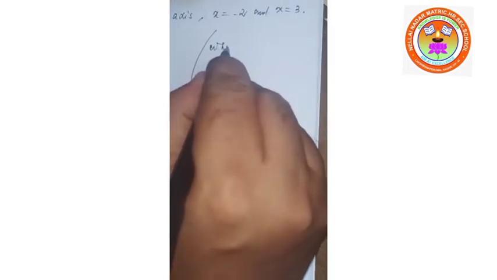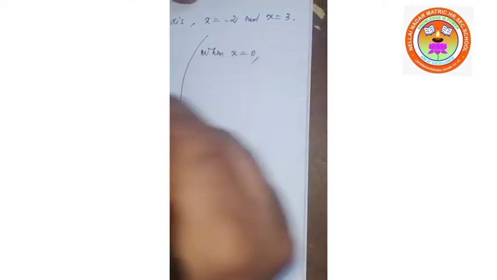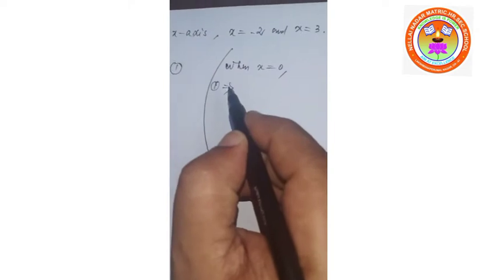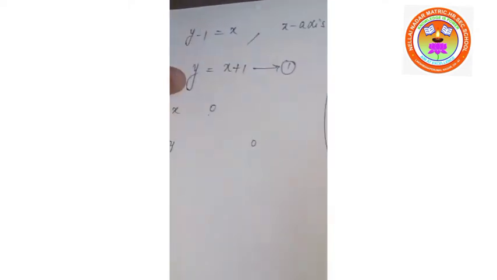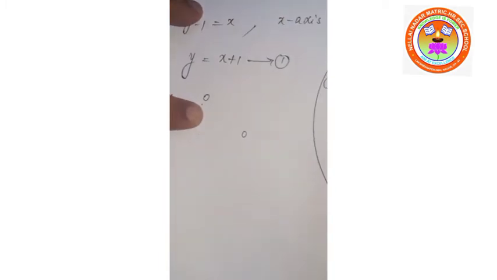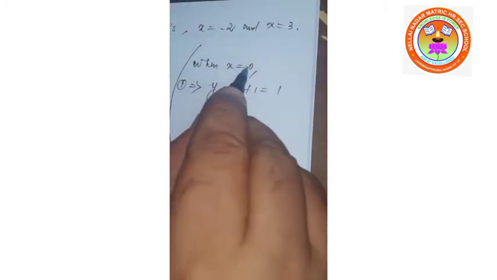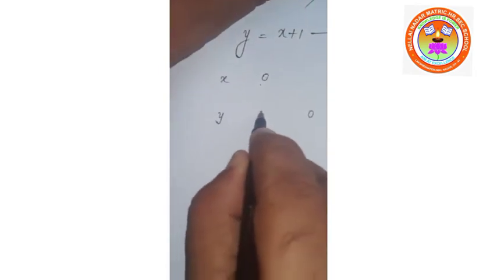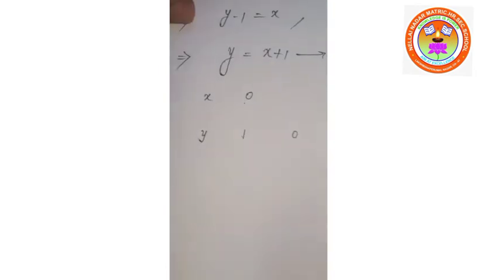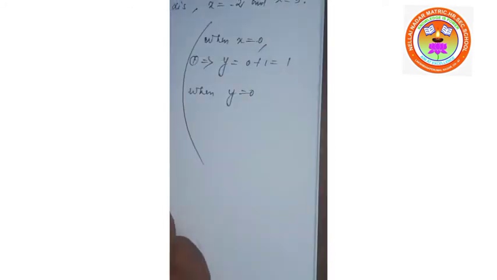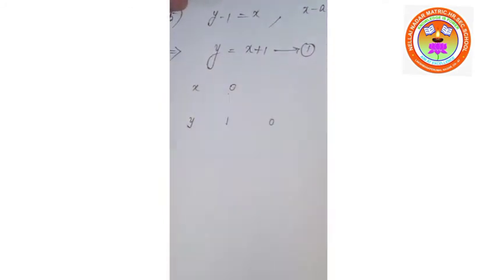When x equals 0, in equation number 1, what is on the left hand side? y equals, x value is 0, so 0 plus 1, that is equal to 1. So when x equals 0, y value is 1. Next, when y equals 0, now I am going to find the value of x.